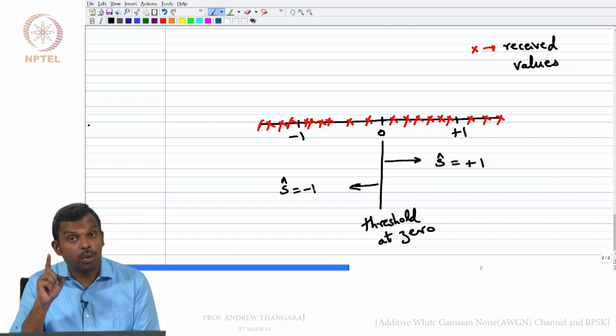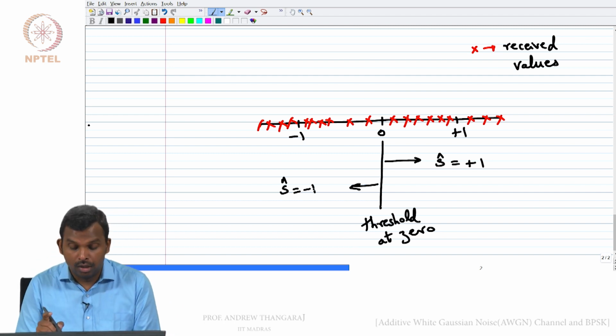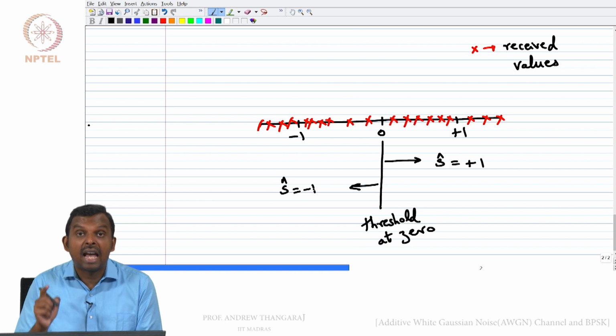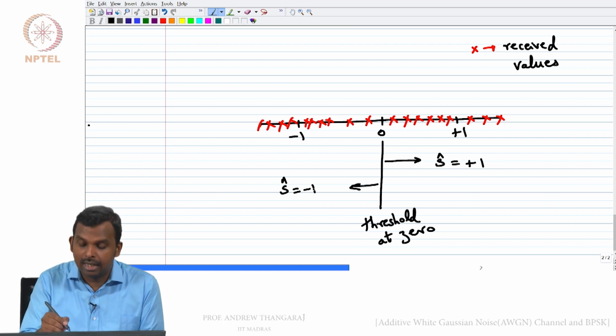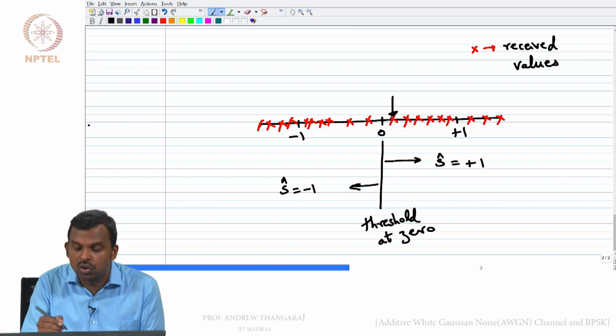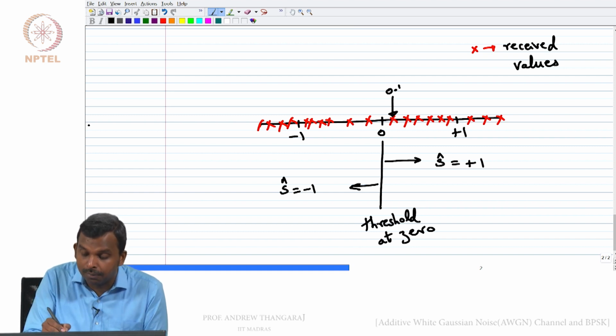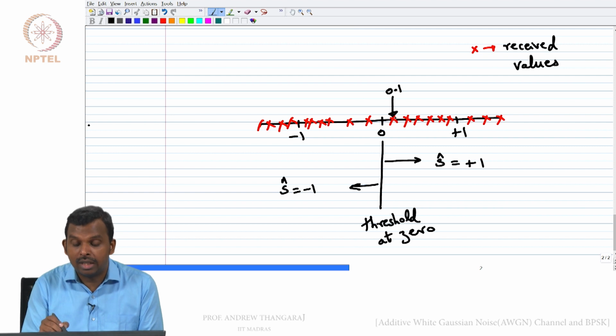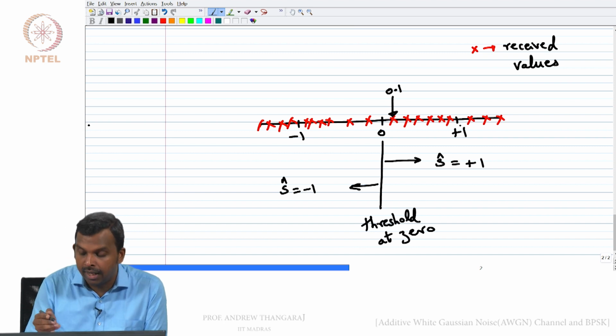Now, I want to point out one very important thing. This thresholding can cause error. Why is that? Let us take a received value which is close to 0. Let us say this one is 0.1. If you have a received value of 0.1, the transmitted symbol could have been plus 1 and the noise could have been minus 0.9.